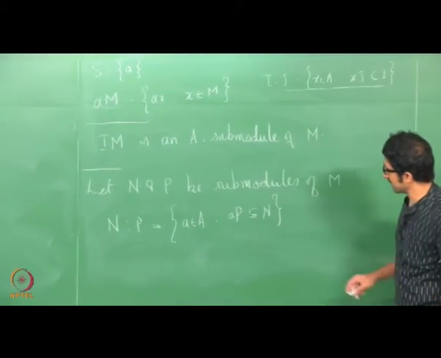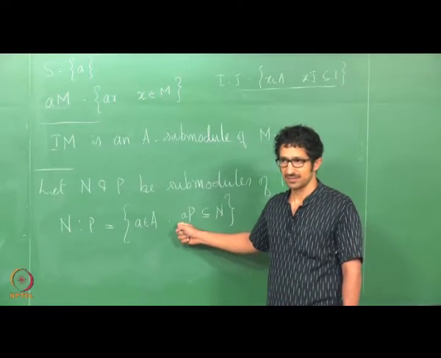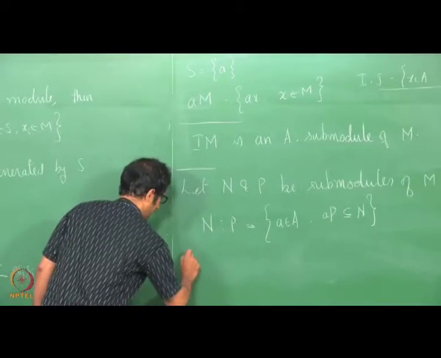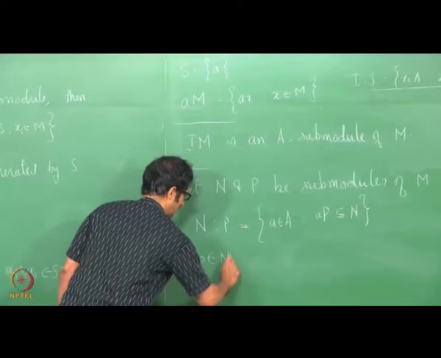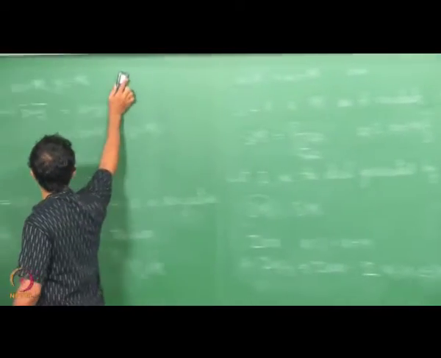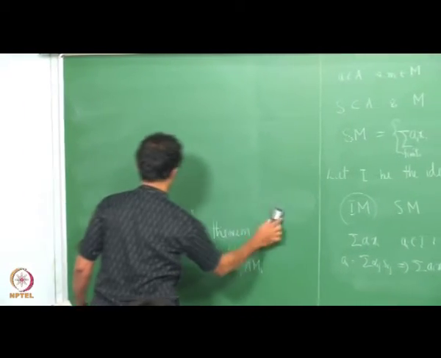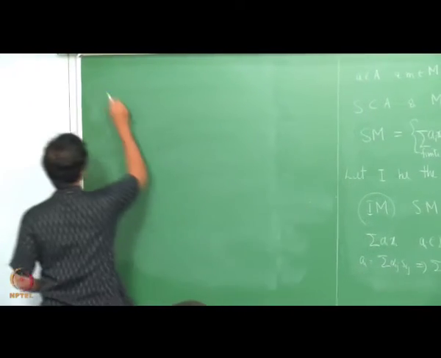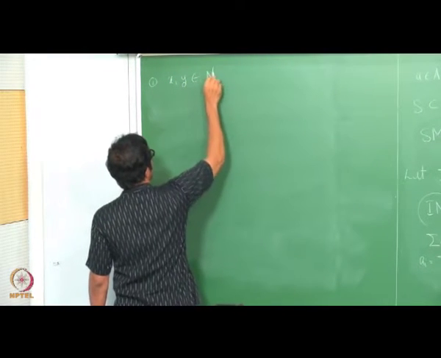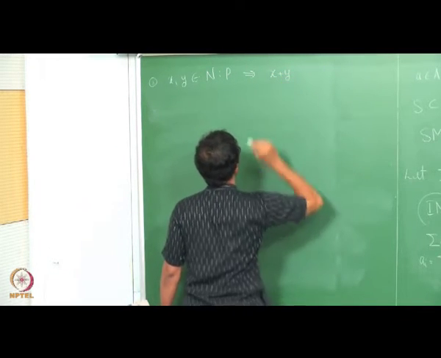So, first let us see whether this has 0. 0 is there, right. So, 0 belongs to n colon p. If x and y are in n colon p, what can you say about x plus y? Does x, y in n colon p imply x plus y is in n colon p?